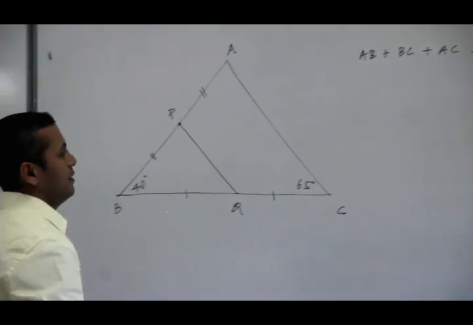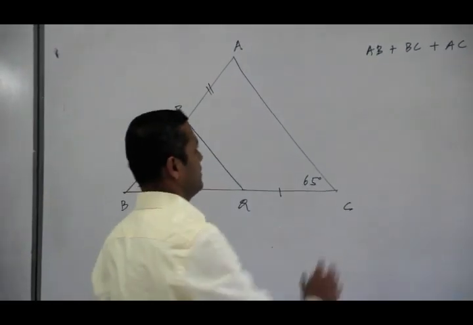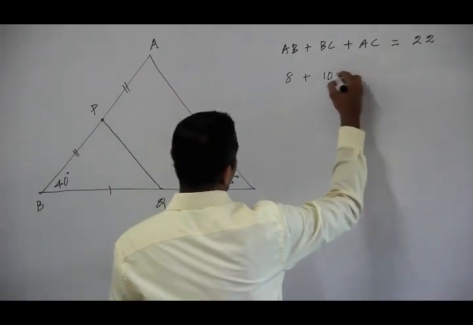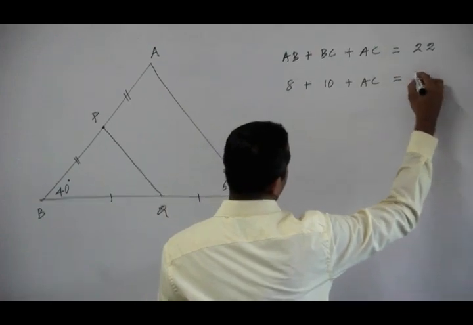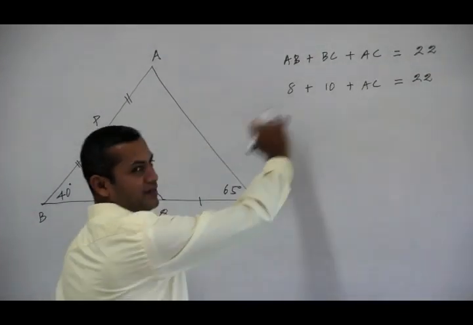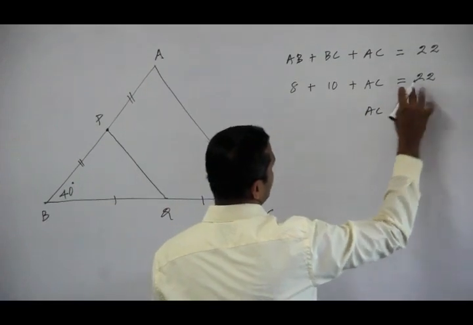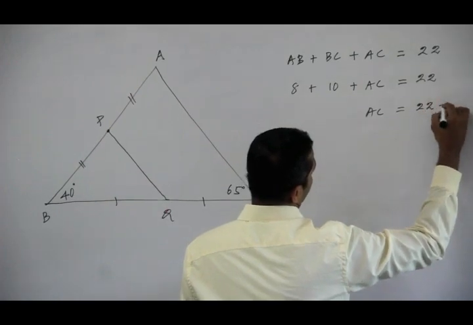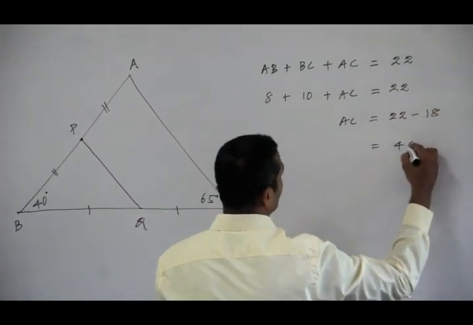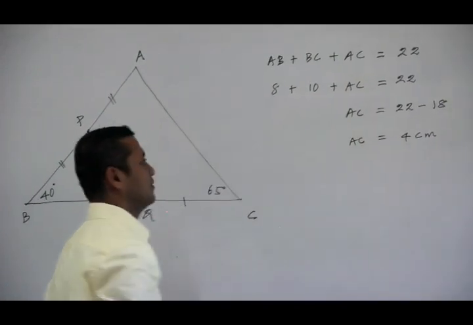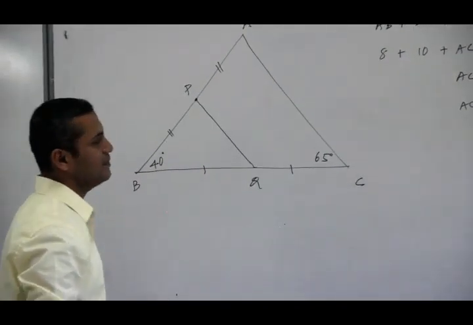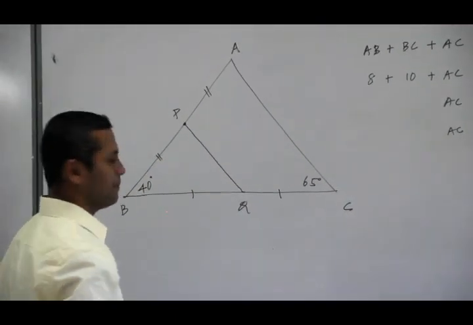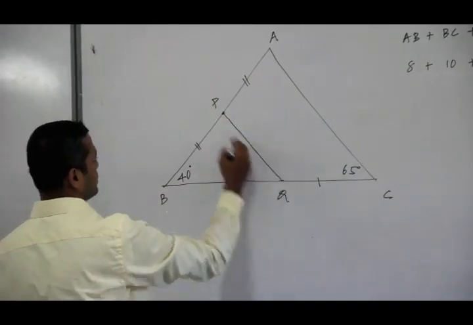AB equals 8 centimeter, and BC equals 10 centimeter. Then we can find AC, can't we? These two are given. Then AC equals 22 minus 18. It will be 4 centimeter. AC equals 4 centimeter. The question is to find the perimeter of triangle PBQ.